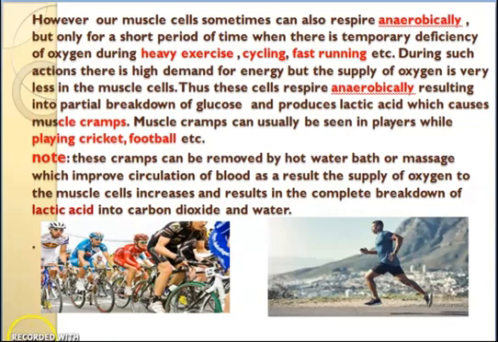In another video, we will discuss respiration in other organisms also, like fish, cockroach, earthworm, etc.